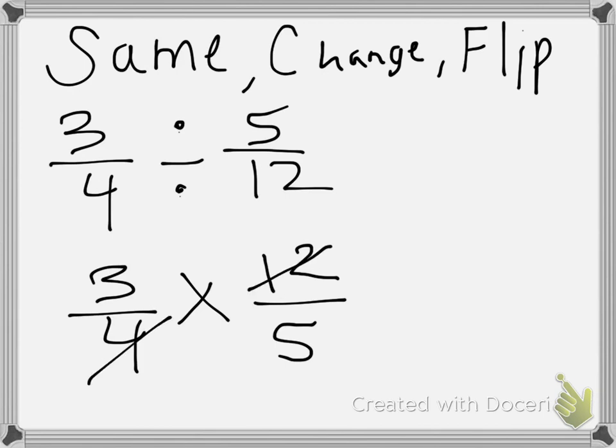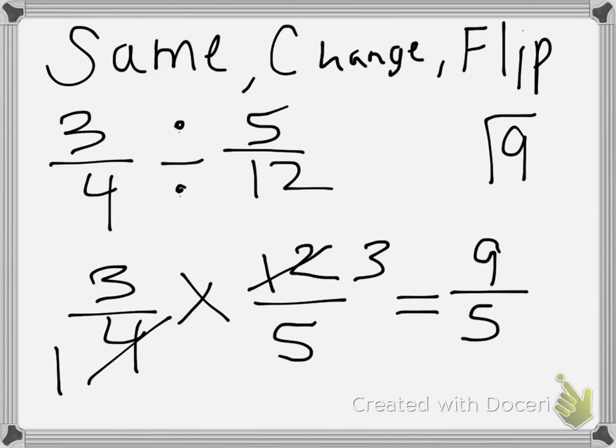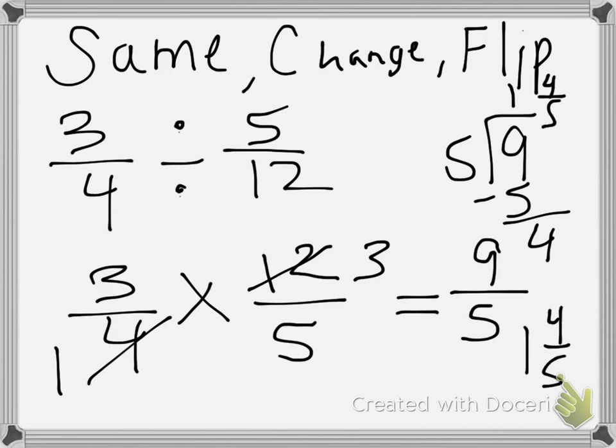They're both divisible by 4. 4 divided by 4 is 1. 12 divided by 4 is 3. And then we just go 3 times 3 is 9. 1 times 5 is 5. And then we can take that improper fraction to a mixed number by dividing. You can pull out 1. That is 5, and you have 4 left over, so 4/5. So we end up with 1 4/5.